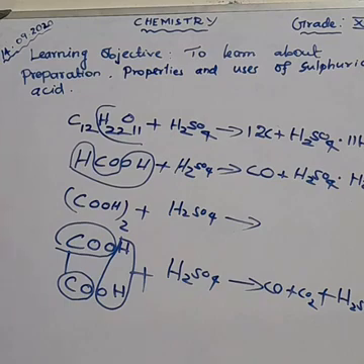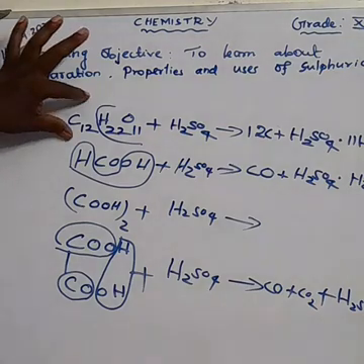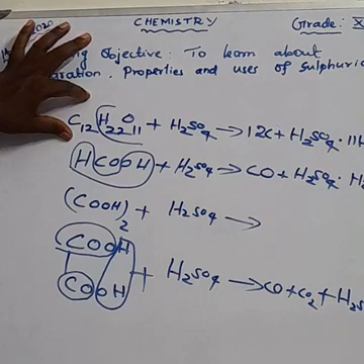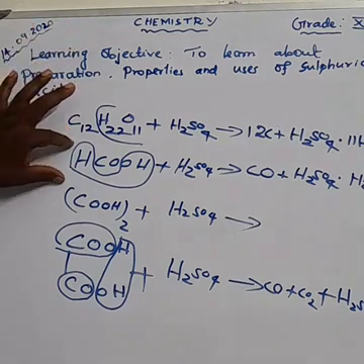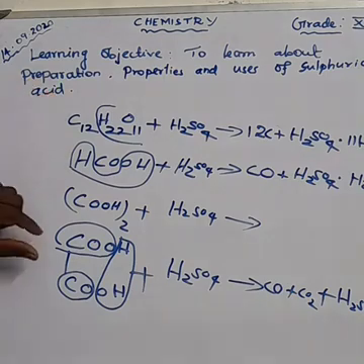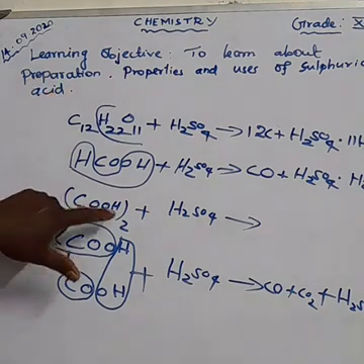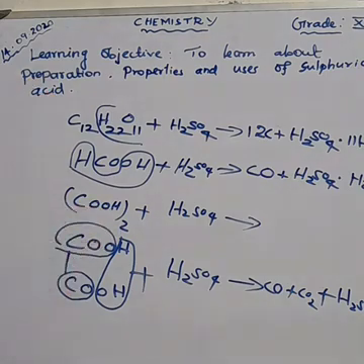So, this reaction shows that sulfuric acid has a very good property: it is a dehydrating agent, removing water molecules from compounds such as sugar, that is sucrose, with the formula C12H22O11, and also oxalic acid, with the formula HCOOH, and also formic acid, COOH. It acts as a dehydrating agent.